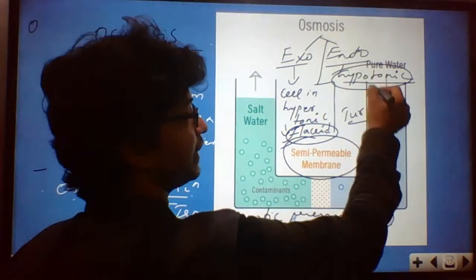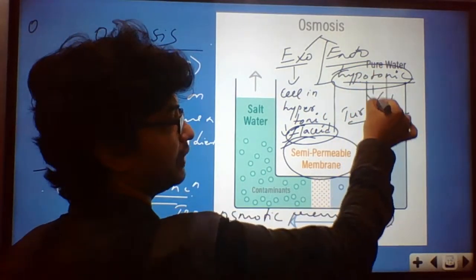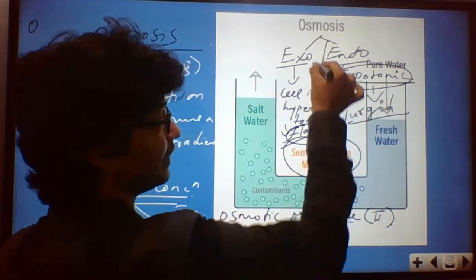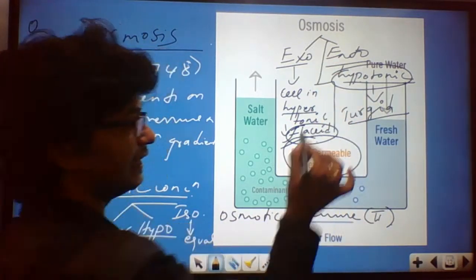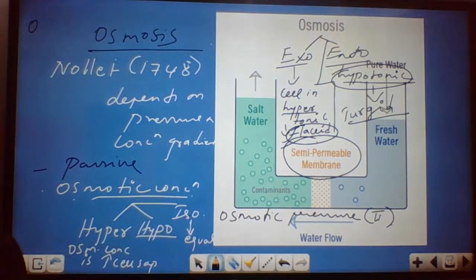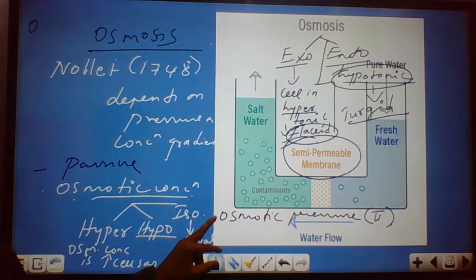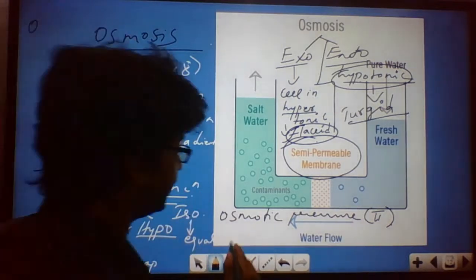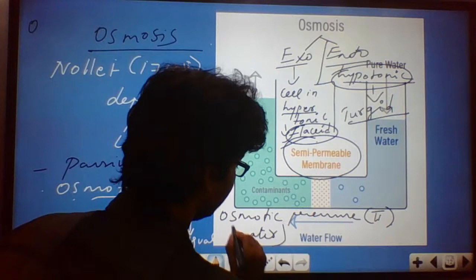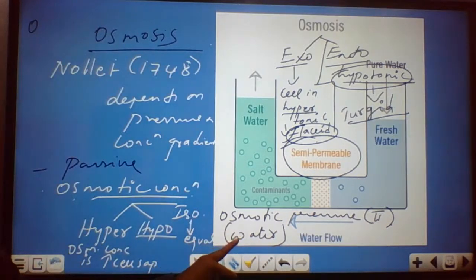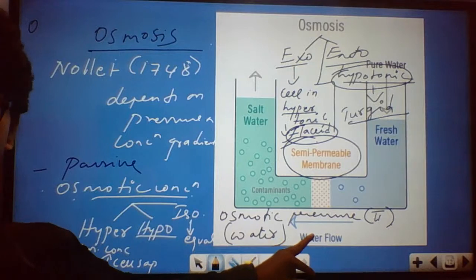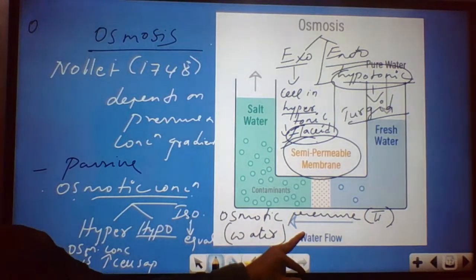Again I tell you, when you keep the cell in a hypotonic solution, the cell will become turgid. When you keep the cell in a hypertonic solution, the cell will become flaccid. We'll discuss this in detail in plasmolysis, what the indication is when the cell becomes turgid. Coming to osmotic pressure, this is the pressure in a solution separated from its pure solvent. The pure solvent is water, separated using a semi-permeable membrane.